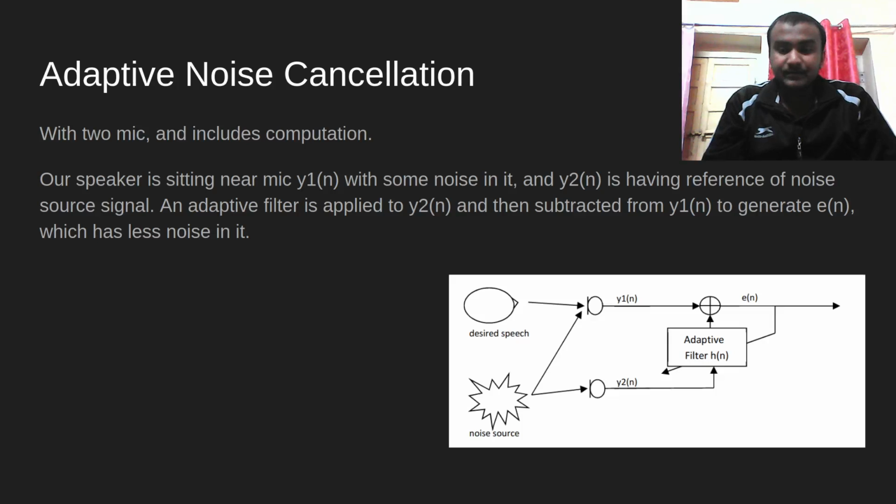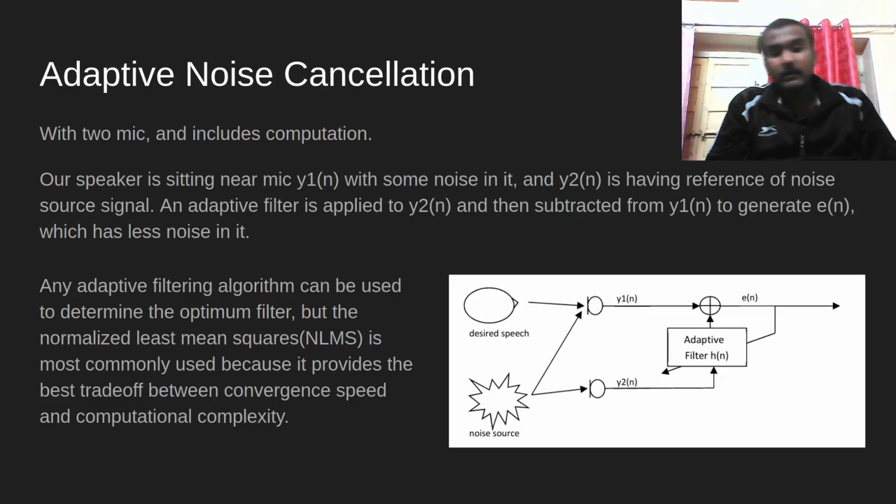And after that, En is fed back to the adaptive filter. Any adaptive filter algorithm can be used to determine the optimum filter, but normalized least mean square is the most commonly used because it provides the best trade-off between convergence speed and computational complexity.